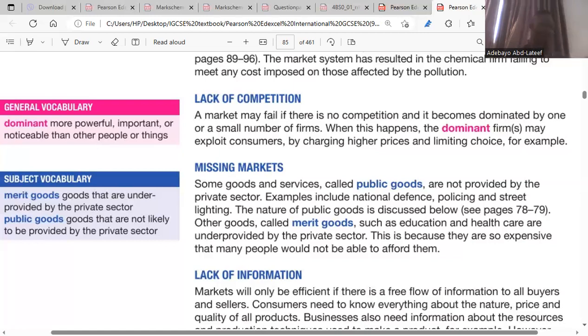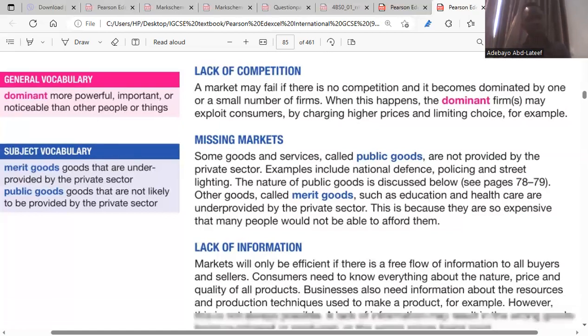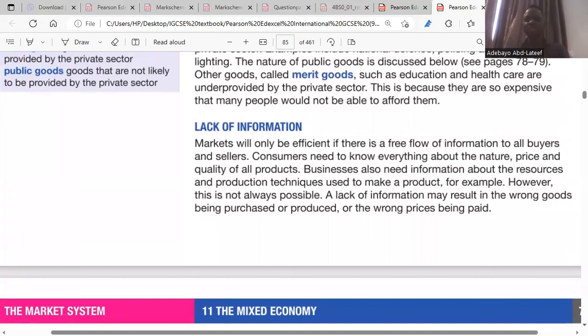Lack of information, yes. Not for lack of information, I told you already, they said markets will only be efficient if there is a free flow of information to all buyers and sellers. Consumers need to know everything about the nature, the price, and quality of the product. We also need information about the resources and production techniques. So another problem about market failure is lack of information.